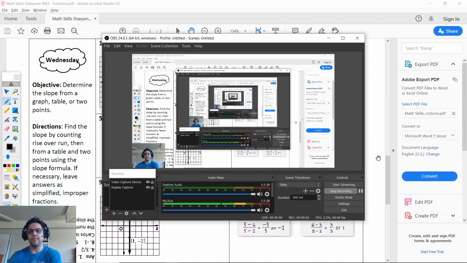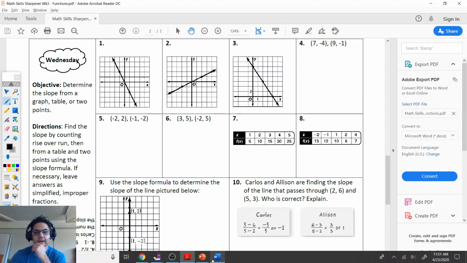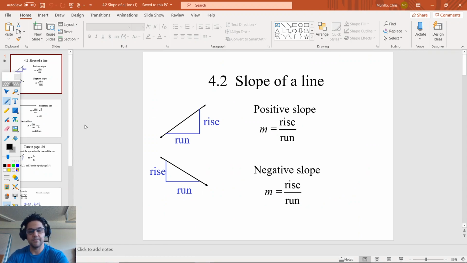All right, ladies and gentlemen, what we have here for Wednesday is back to good old slope. There's a variety of ways of requirements to find your slope. We've got from graphs, from points, from tables, and so on. So let's go ahead and review those really quick. We're going to start off with good old PowerPoint, and try to do it as quickly as possible.